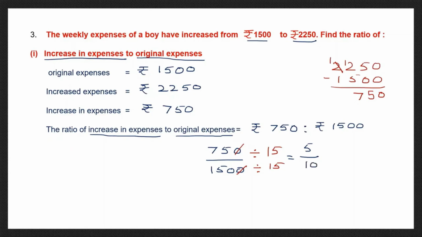Now I can still reduce this. I can reduce 5 and 10 both by 5 this time. Both by 5. So what do I get? 5 1s are 5 and 5 2s are 10. So my fraction is 1 by 2 and my ratio will be 1 is to 2. So this is my final answer. 1 is to 2.